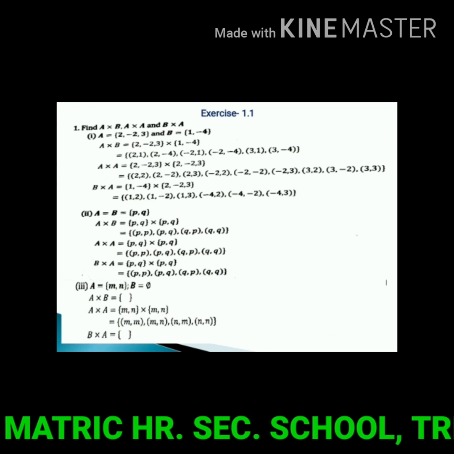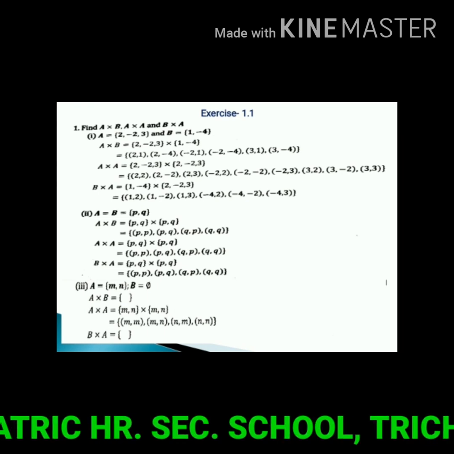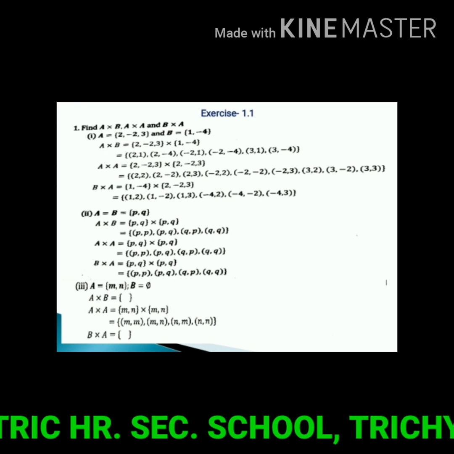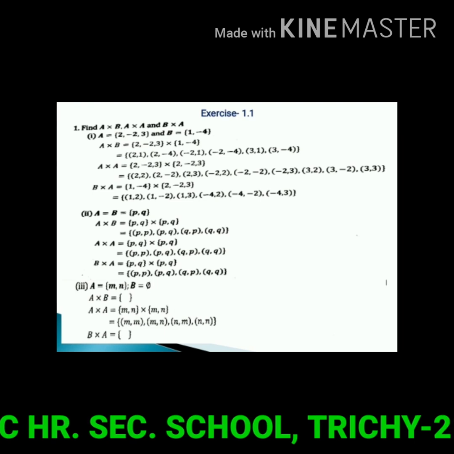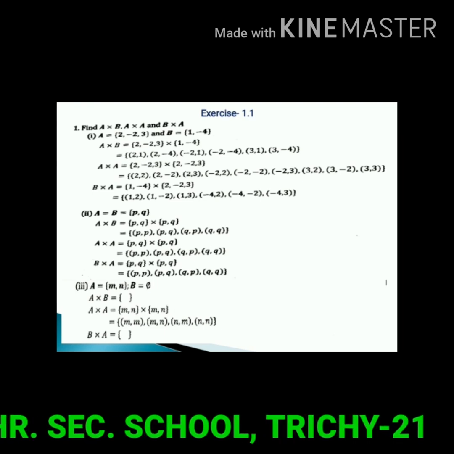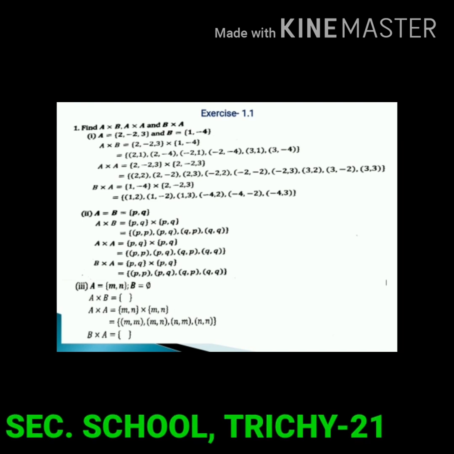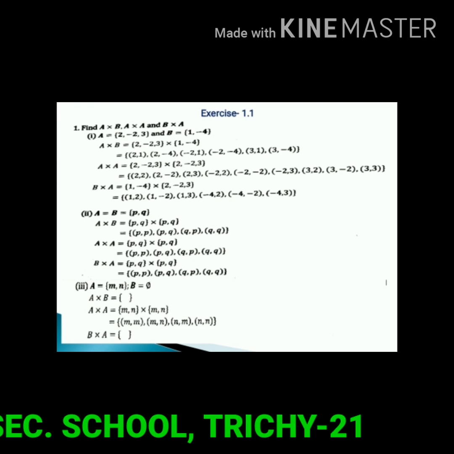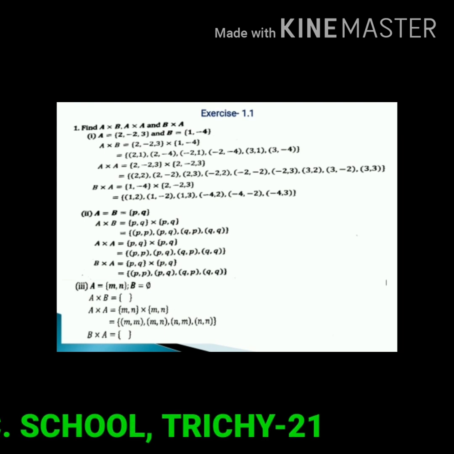Then A cross A: {2, minus 2, 3} cross {2, minus 2, 3}. We have the set of ordered pairs. Again, we take the first element in set A, mapped with the other set A: (2, 2), (2, minus 2), (2, 3). The second element in set A, minus 2: (minus 2, 2), (minus 2, minus 2), (minus 2, 3). The third element in set A, 3: (3, 2), (3, minus 2), (3, 3).